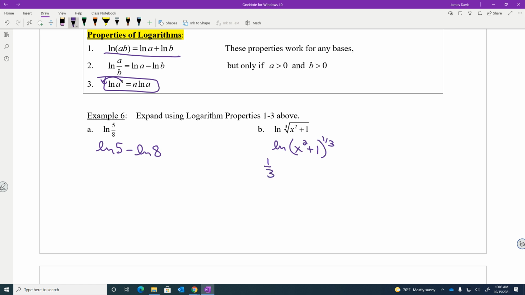So this becomes 1/3 times the natural log of x squared plus 1. That's actually all you can do with that one. You might think, well, can you split that up or whatever? You can't split this up. You can split it up if it was multiplied. You could split it into the sum, but this one's a sum inside of it.